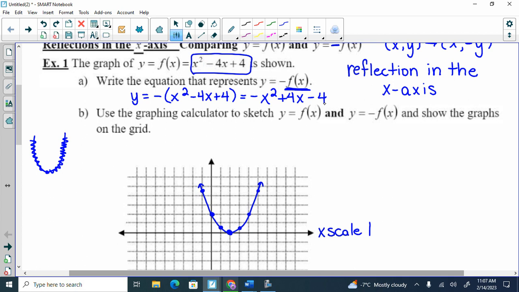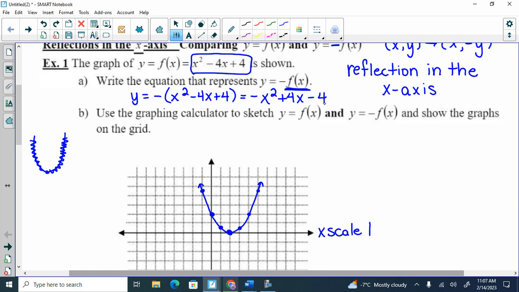So we're going negative x squared plus 4x minus 4, graph. Now I know you guys were taught all of this, but I do believe that it has temporarily left the building, but I believe it will come back very quickly. Where did this reflect in? The x-axis, correct?